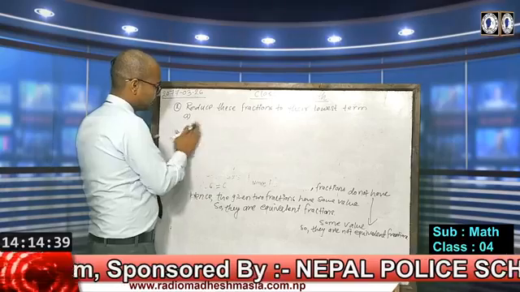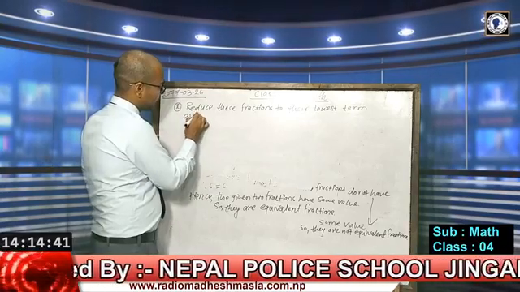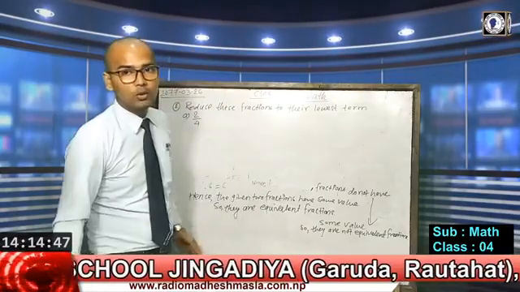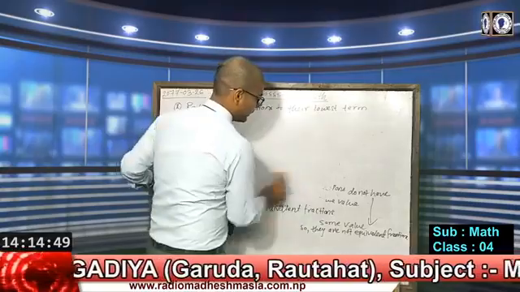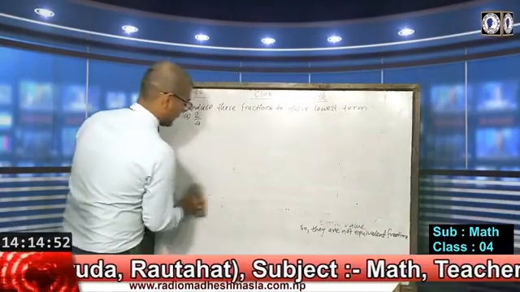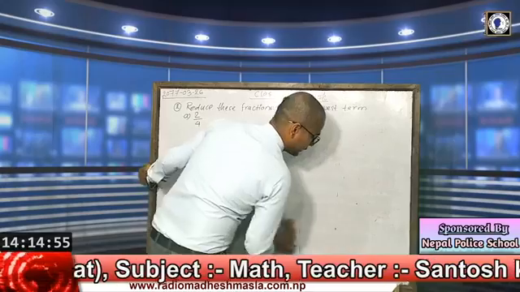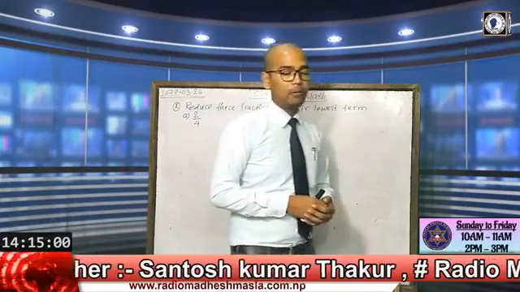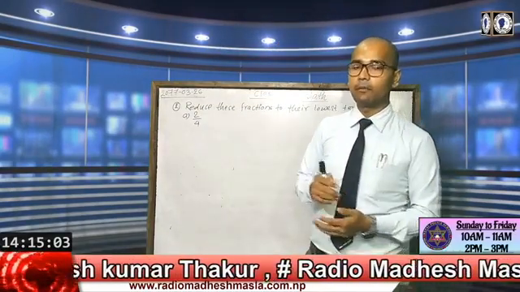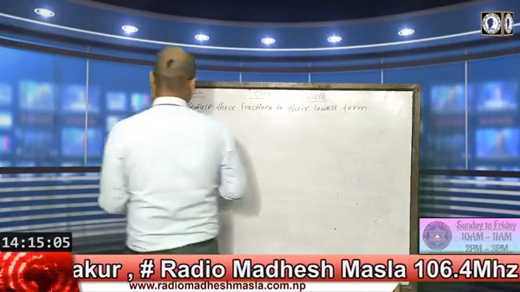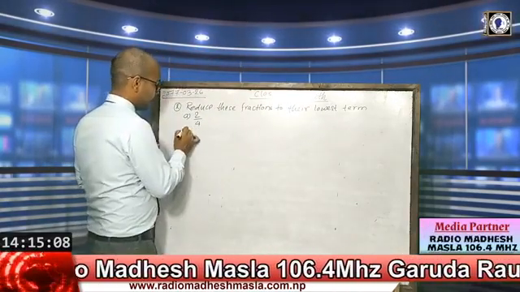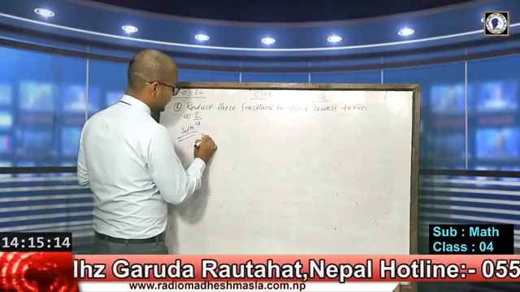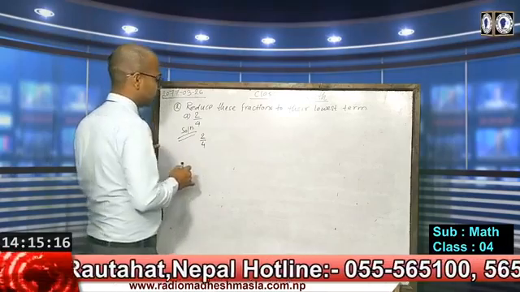Here, suppose our first question is 2 by 4. What is the question? To find the lowest term of the fraction 2 by 4. As we already learned in finding equivalent fractions by the division method and multiplication method, for the solution we write 2 by 4 here.